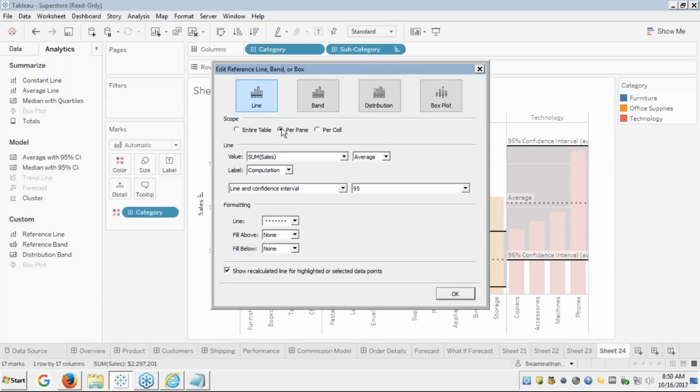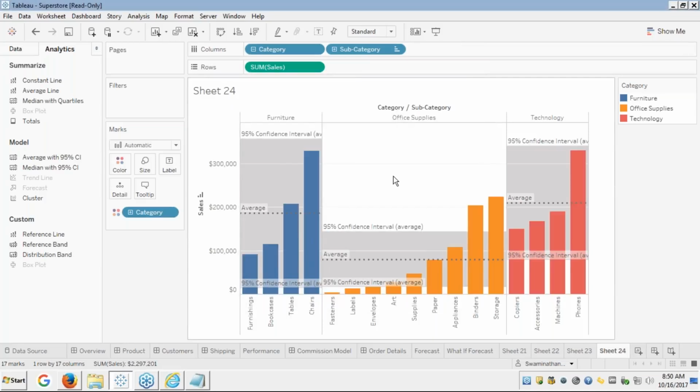So the entire table gets the line. Next is going to be at the pane level. I told you each and everything is an individual pane here. So for this pane my average is 185, for this pane my average is 79,000, and for this my average is 209,000. So my confidence band also varies across each and every pane because it basically depends on the values I am choosing there.